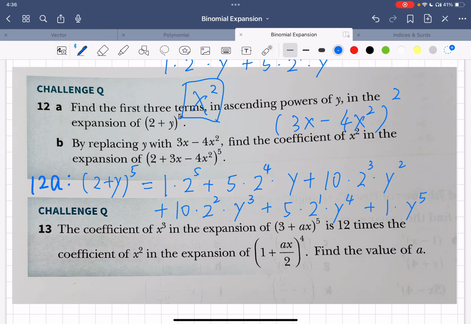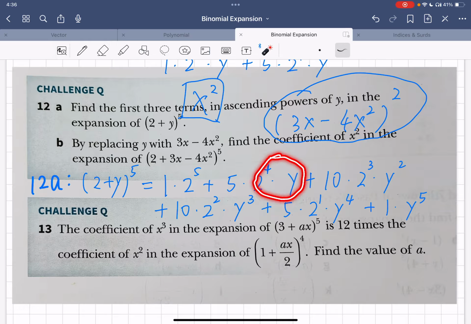And if you think we should end here, then you are wrong. Actually, to be honest, we still need to find the power to the what? The power to the 1 term. That is this term, the second term. Why is that?